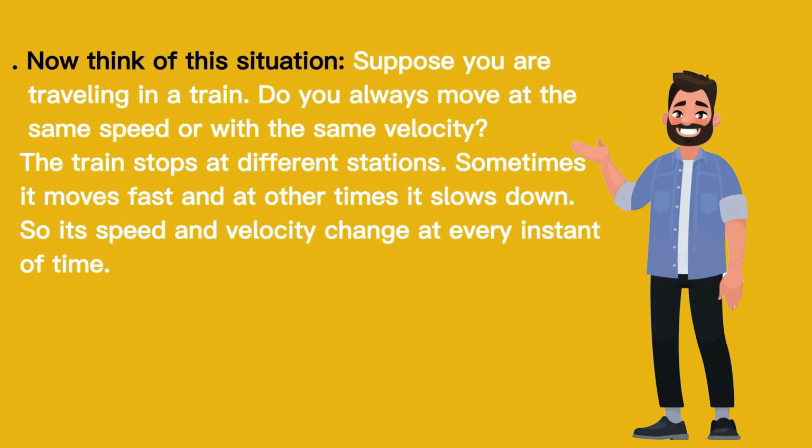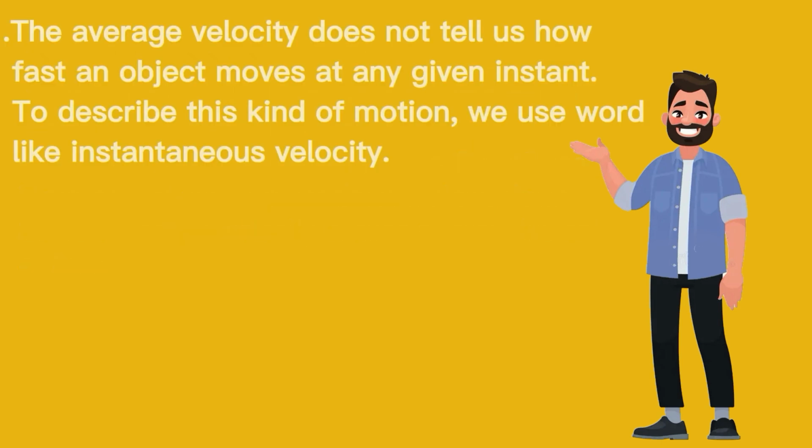Now think of this situation. Suppose you are traveling in a train. Do you always move at the same speed or with the same velocity? The train stops at different stations. Sometimes it moves fast and at other times it slows down. So its speed and velocity change at every instant of time. The average velocity does not tell us how fast an object moves at any given instant. To describe this kind of motion, we can use words like instantaneous velocity.